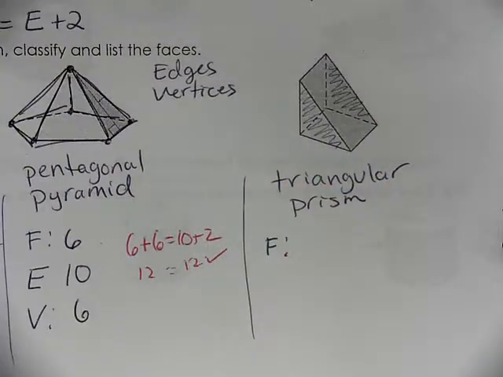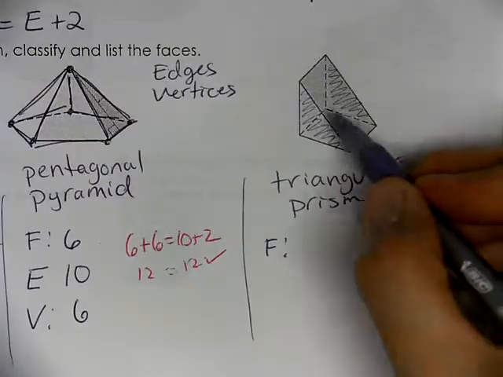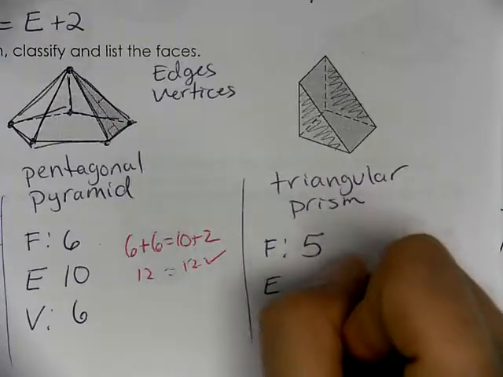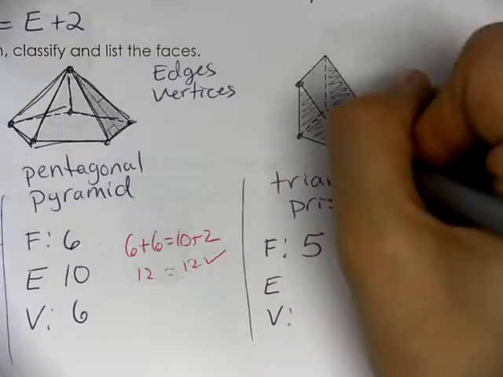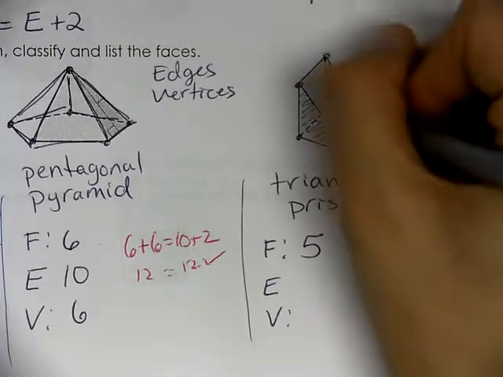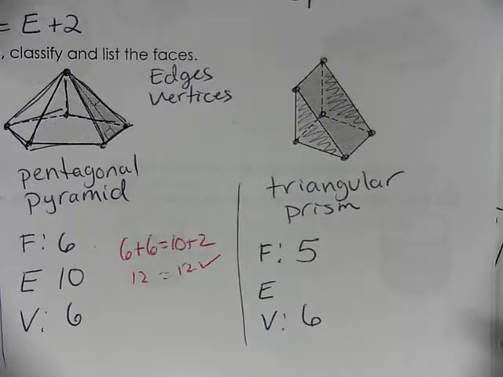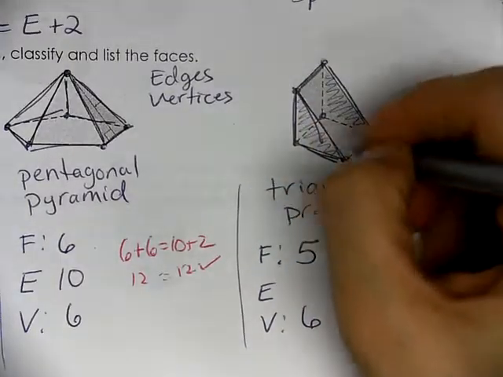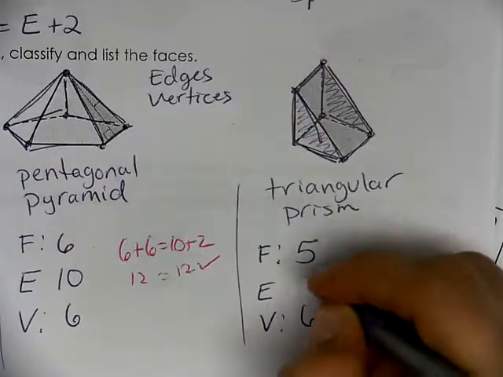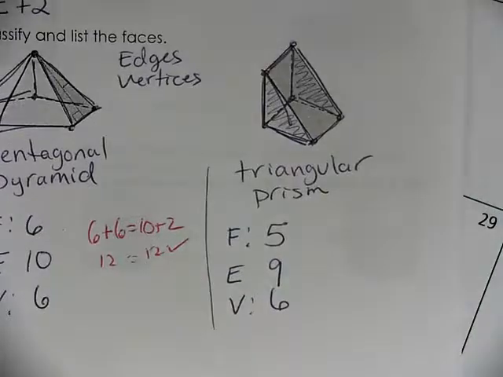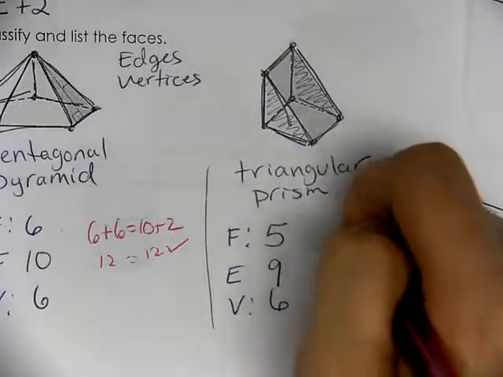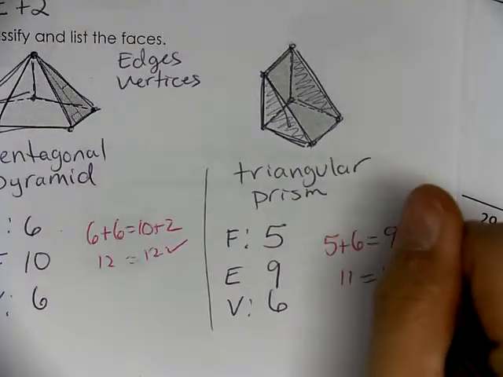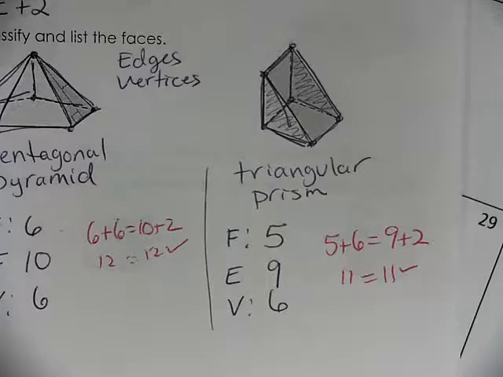So the faces, there's 1, 2, 3, 4, 5 sides. Vertices, 1, 2, 3, 4, 5, 6. Edges, 1, 2, 3, 4, 5, 6, 7, 8, 9. And then you can check. 5 plus 6 equals 9 plus 2. Okay, they both equal 11. Okay, question.